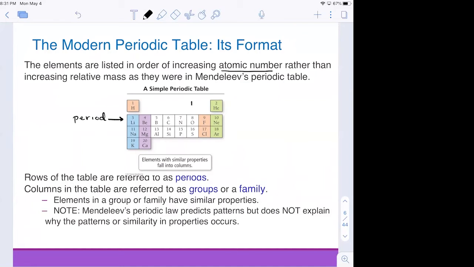Going down a group is often called a family. Sometimes they're called groups, going down that column. But like I said, they have familiar physical and chemical properties. So things like helium, neon, argon are part of the same group or family. They are called the noble gases. We do have fluorine, chlorine, bromine underneath that, and iodine. Those are called the halogens.